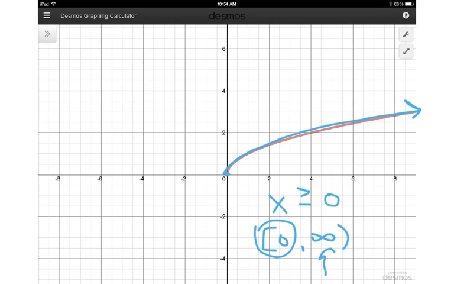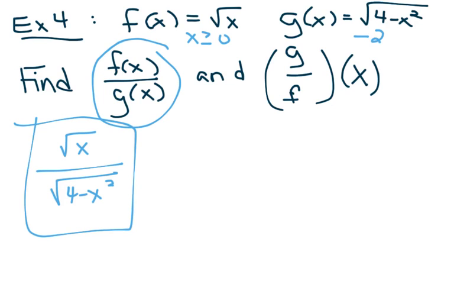All right, so now let's go back here. And here's the domain. Two things are going on here. All the x values have to be greater than or equal to 0 because you can't take the square root of a negative. And in the denominator, the domain has to be everything between negative 2 and 2. If both of those things are going on, what we want to find for the domain of the new function is the intersection of those two domains.